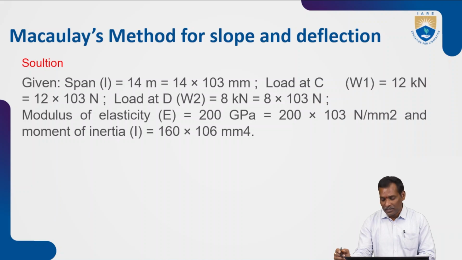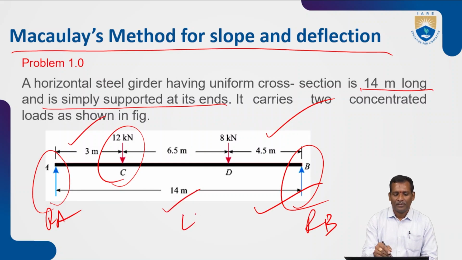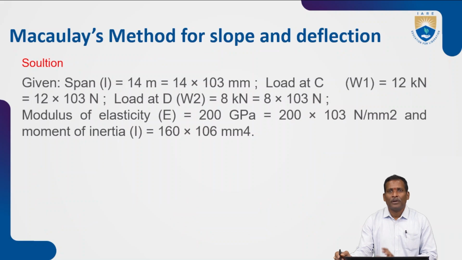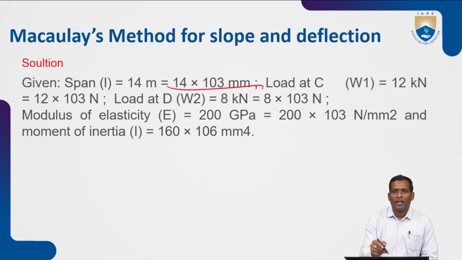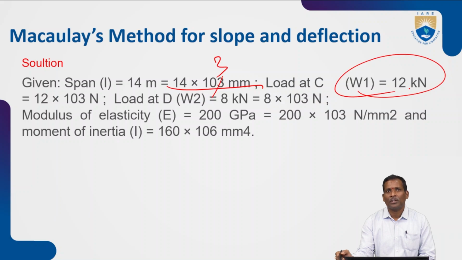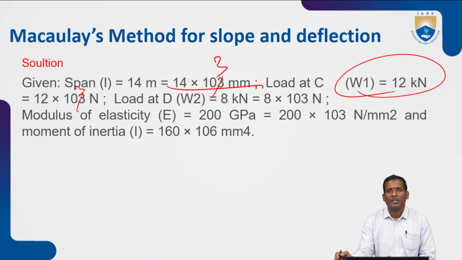The given span L is 14 meters. Convert it into mm, so 14 into 10 cube. The load at C, that is W1, is 12 kilonewtons, which is 12 into 10 cube newtons. The load at D, that is W2, is 8 kilonewtons, which is 8 into 10 cube newtons.